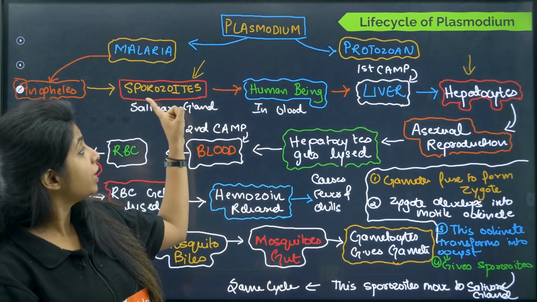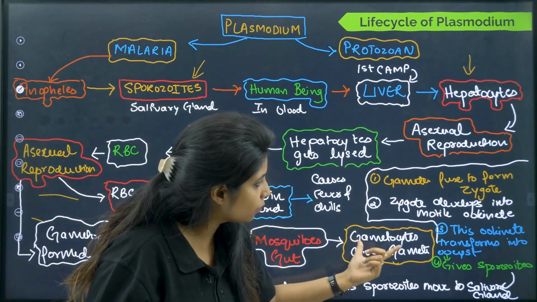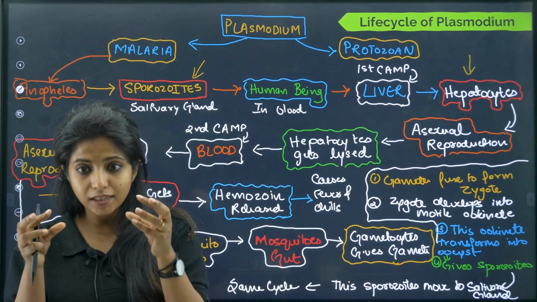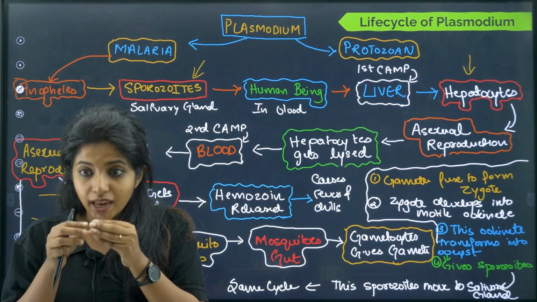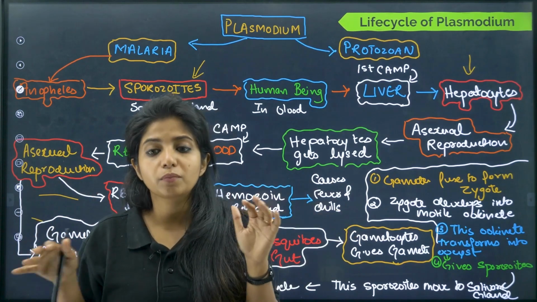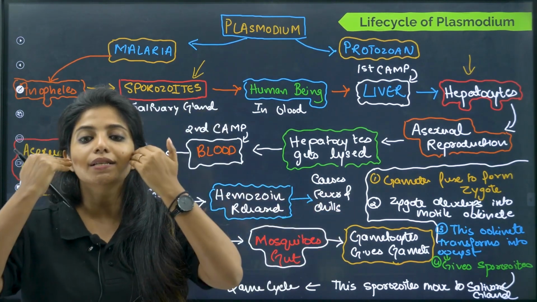Okay, but where do you find sporozoites? In the salivary gland. So something might have happened in the gut. In the gut, basically, the gametes fuse to form the zygote. And the zygote will now convert into something motile, as in something that can move, and it will slowly move up to the salivary gland.